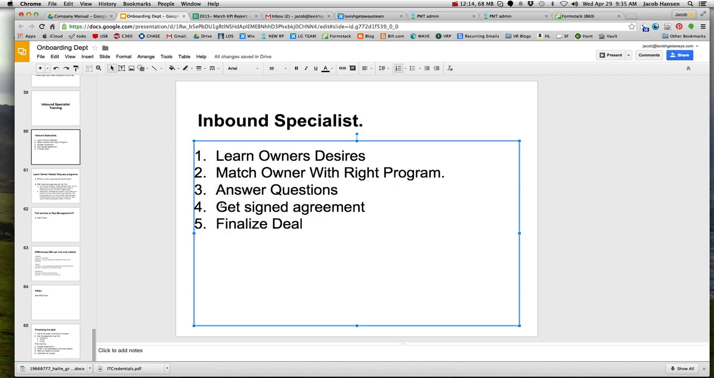And then at some point you're going to send them the agreement, they're going to sign it, and then you're just going to kind of finalize things and get them uploaded into the system. So that is essentially how it works.